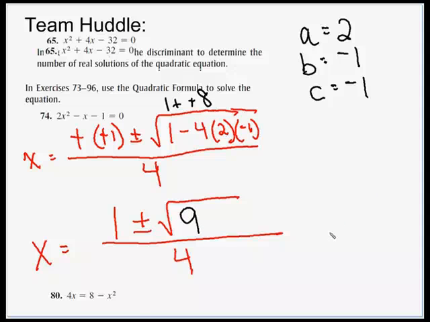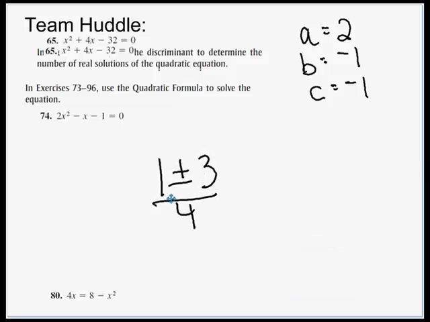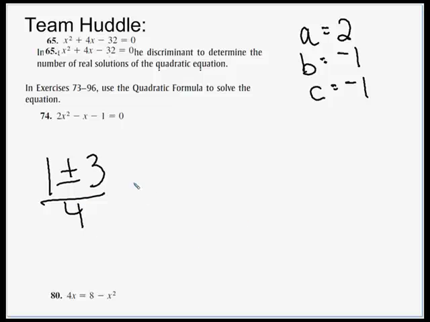So we can even make this look a little better. Get that out of there. So we'll come over this way. We have 1 plus or minus the square root of 9 is 3, and that's all divided by 4. And let's even see if we can figure out exactly what these solutions are. Because remember, this answer here is 2 answers in 1.